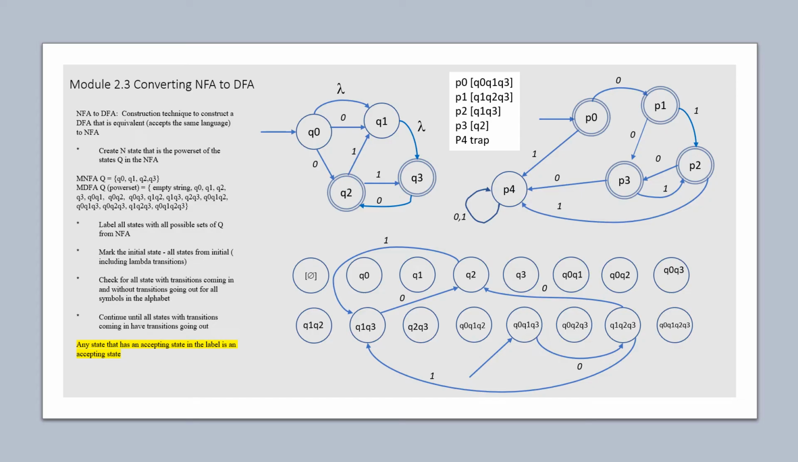If we want to try a string, let's try a string that's accepted. So here's a string that's accepted, 0, 1, 0. We try it in our NFA, 0, 1, 0. Yep, it's accepting. So pretty much this should be an equivalent DFA to this NFA.